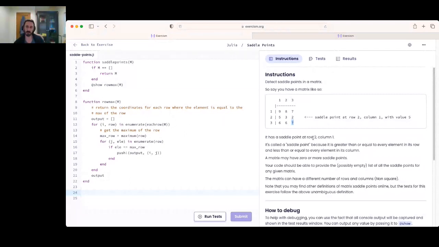So what we then want to do is get the minimum for each column: the minimum of column 1, the minimum of column 2, the minimum of column 3. And then all I need to do is iterate through everything and compare those that match. So any one where the maximum of the row is also the same as the minimum of the column must be a saddle point, I think, unless I've misunderstood the task.